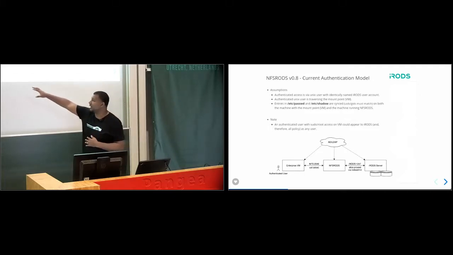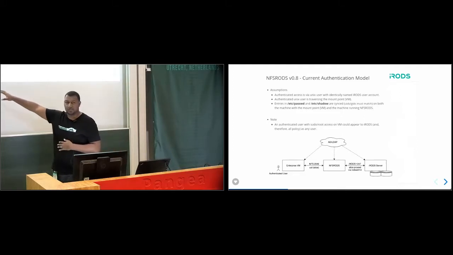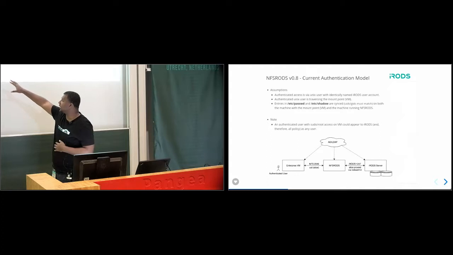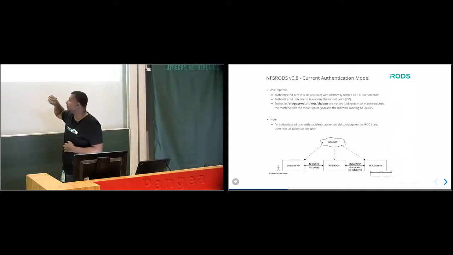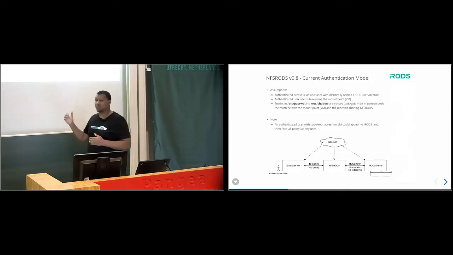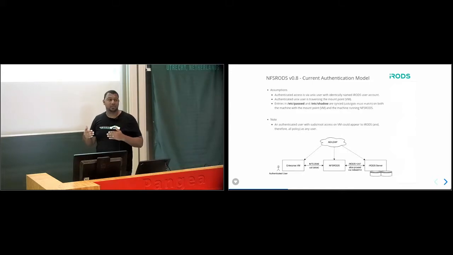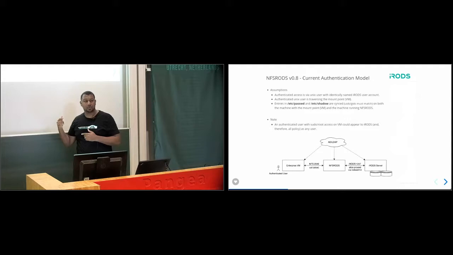And this file is basically synced amongst all the machines within the environment. So Alice over here at the enterprise VM, their UID is stored in the files that are provided through Active Directory and LDAP, and NFSRODS also has access to this. So when Alice accesses the mount point, NFSRODS sees the UID, and now NFSRODS can translate and resolve the UID to the actual name, which we can work with in iRODS.